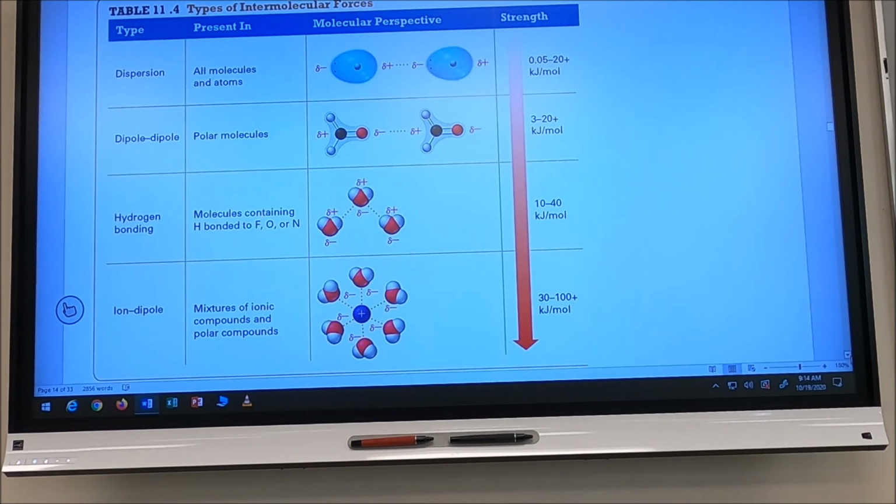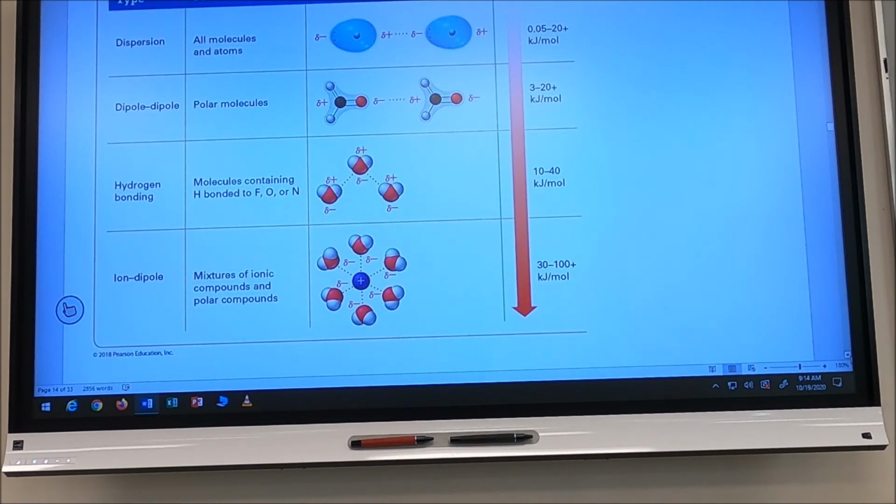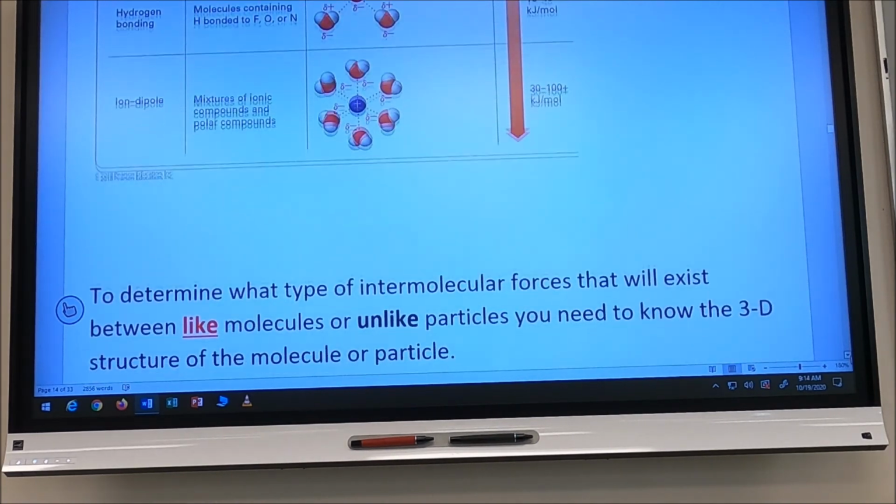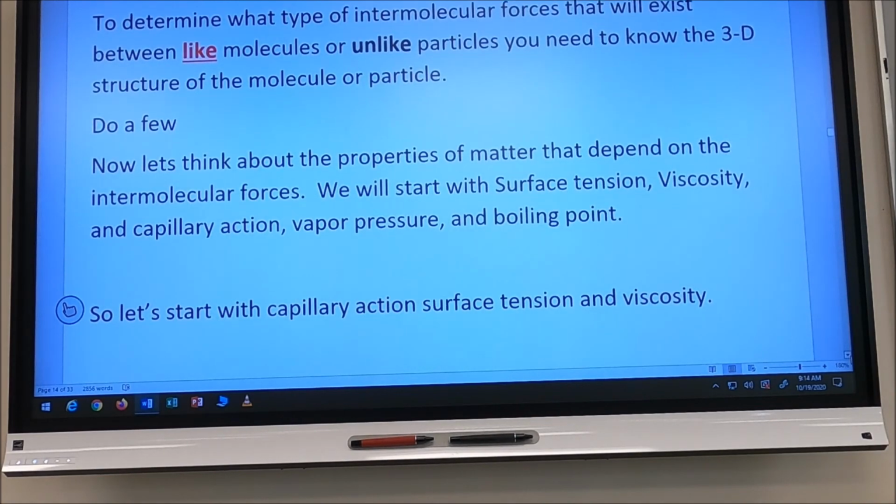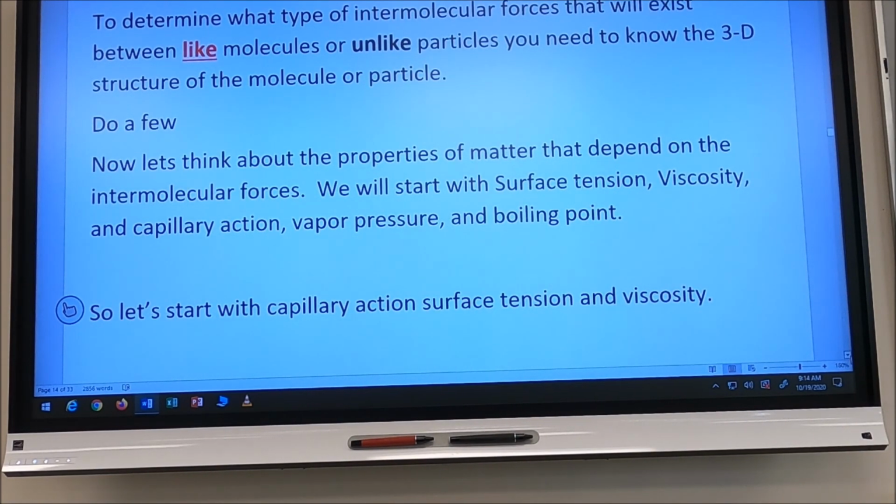Okay, so that's a nice kind of reference for you. Here's the one out of your textbook. It's not quite as big as the one that I gave you up above. I like the one up above better, but I wanted you to see it. Now, to determine what type of intermolecular force exists between like molecules or unlike particles, you need to know something about the 3D structure of the molecule. So all that stuff that we were looking at with Lewis dot structures, electron group arrangement, molecular geometry, knowing something about what a molecule looks like in 3D, that's when this becomes important.